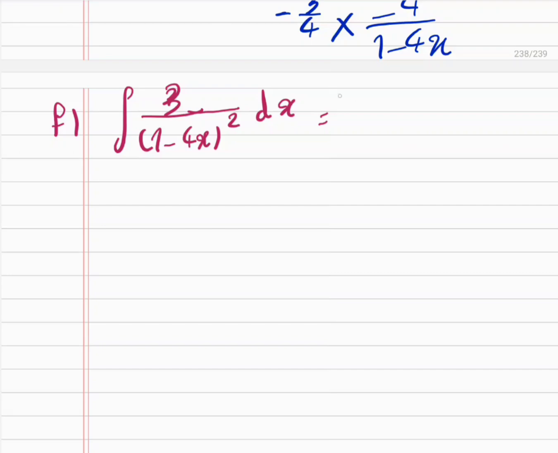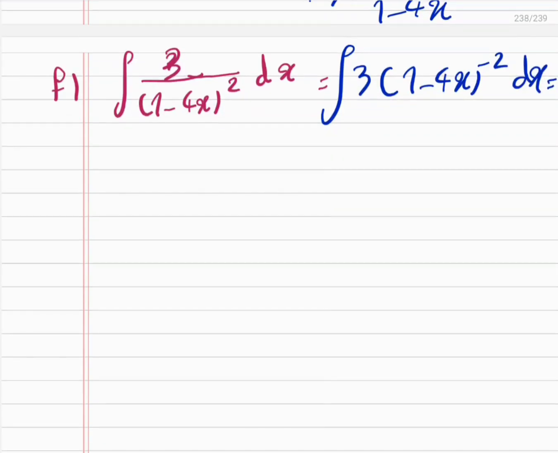What we can do instead is rewrite this as 3 times 1 minus 4x to the power of minus 2 dx. At this point, we just need to make an educated guess. If we integrate, we'll get 1 minus 4x, and we always add 1 to the power. You take the expression on the denominator, the power becomes negative because it's moved to the numerator, and then you add 1 to the power. So minus 2 plus 1 is minus 1. This is the function that we get after integration.